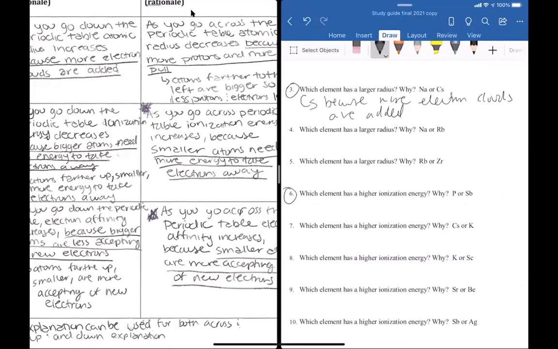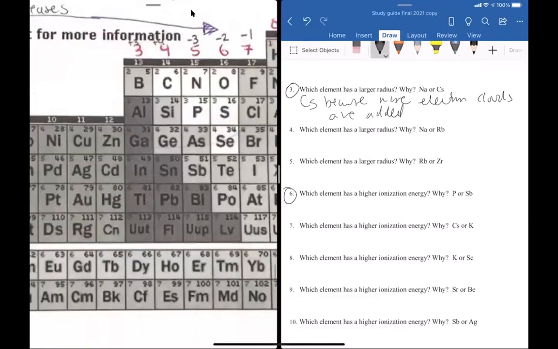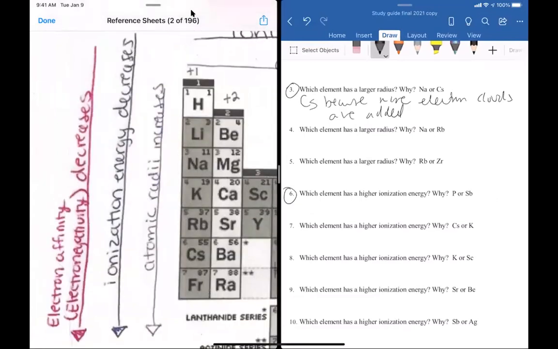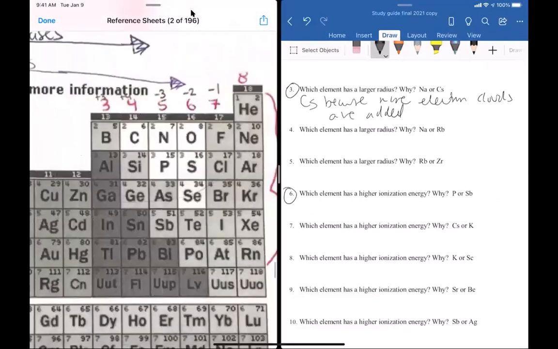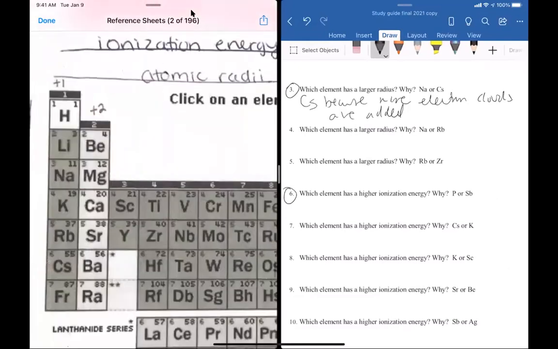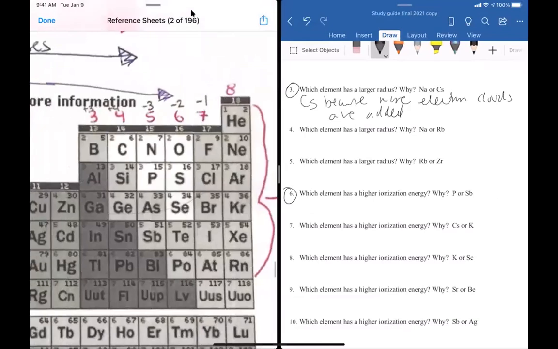Which element has higher ionization energy, P or Sb? So P is farther up, Sb is farther down. It says ionization energy decreases. Again, P is farther up, Sb is farther down. It says ionization energy decreases. So it means it gets less. So that means P has more ionization energy, okay?